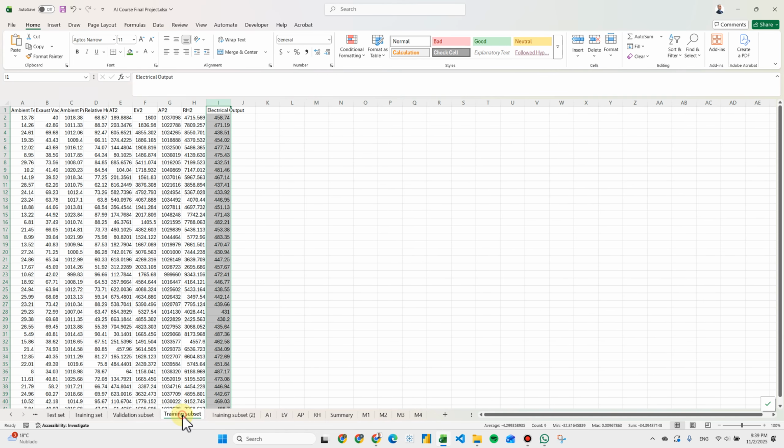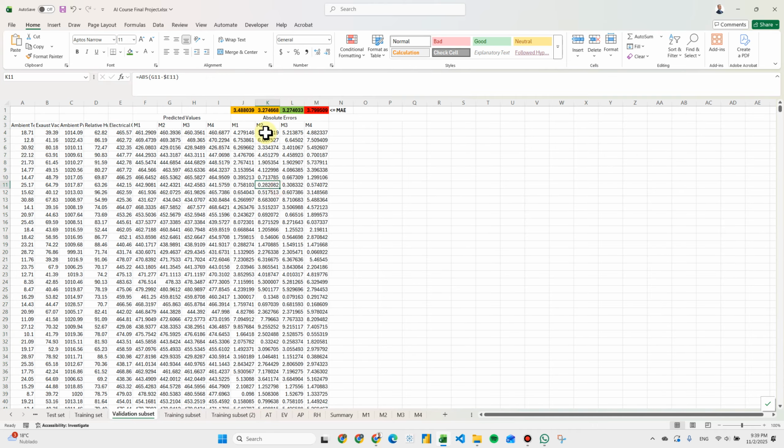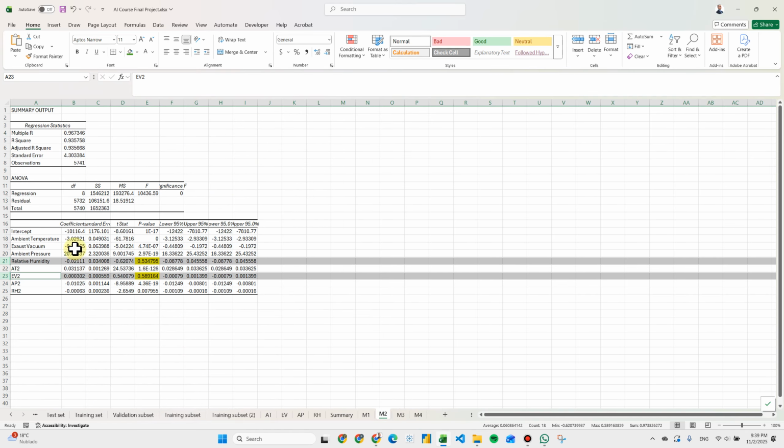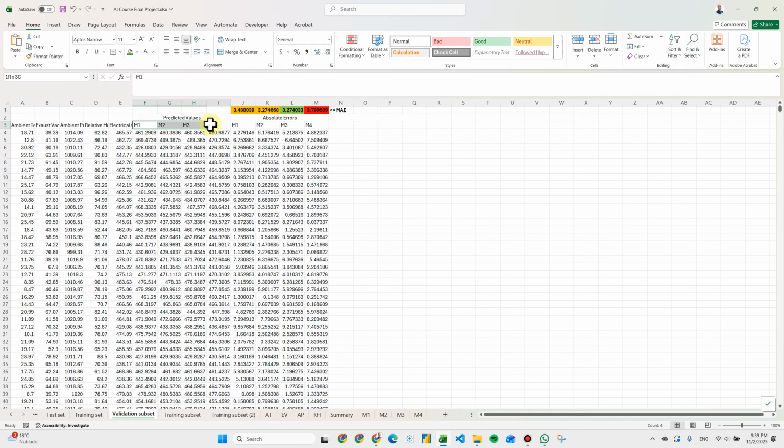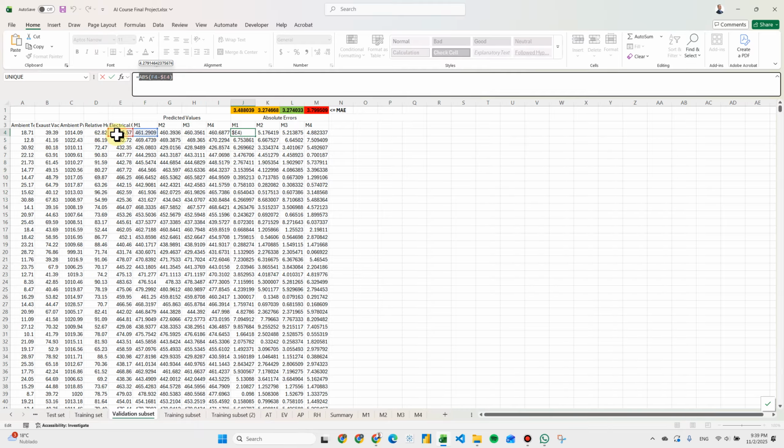Then I ran these numbers on my validation set. These are the numbers I got by using the formula with the results from the intercept as the initial value, and the coefficients. I applied that formula to my validation set for each individual model. These are the results I got for each individual reading. Then I subtracted from the actual result, took the absolute value, and got the mean of that.